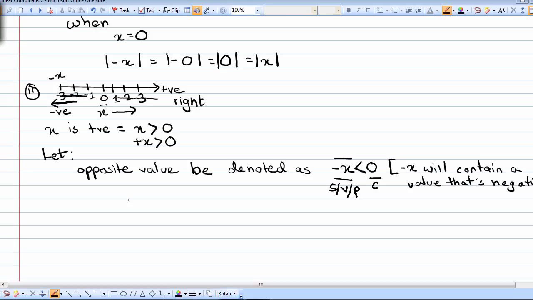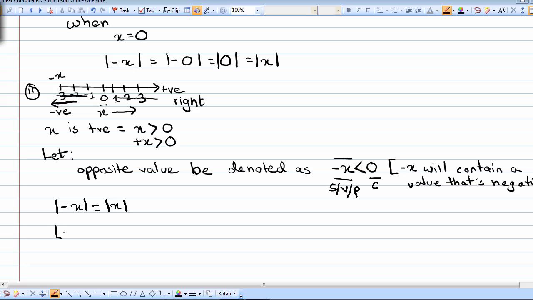So the next thing that we're going to do is that we have the equation of the absolute value of minus x is equal to the absolute value of x. Now we are going to split that, and we're going to prove that, or we're going to bring one side to the other side. And how do we do that?